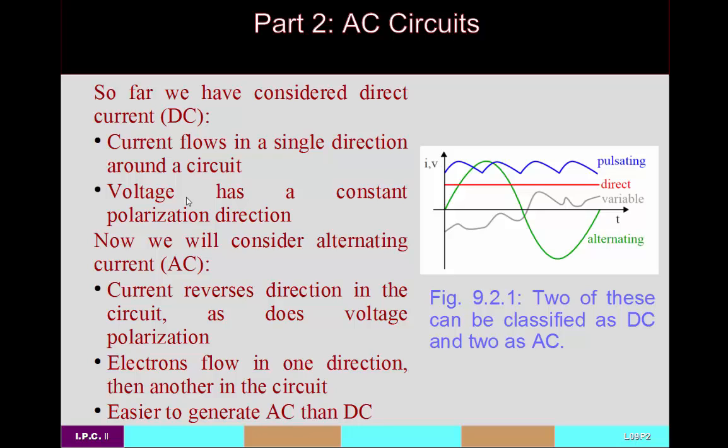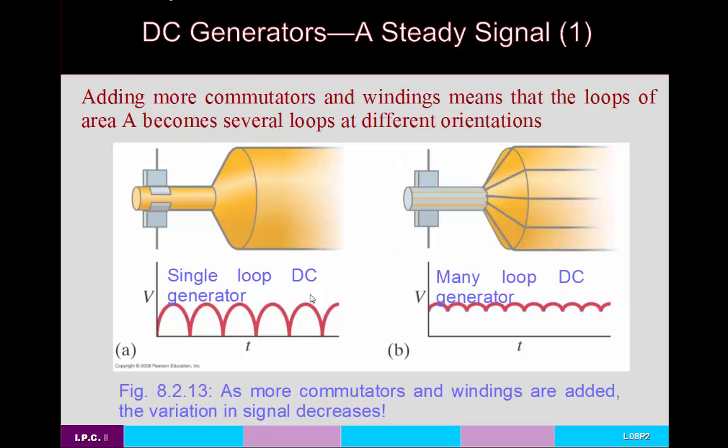In fact, if you look back on my lecture discussing how a generator works, you can see that even the DC generator has a sort of pulsating voltage signal. This is the single loop DC generator. This is the signal for many loops, and the more loops that you have, the smoother the signal gets, but there's still a little bit of fluctuation or pulsation for any number of loops shy of infinite.